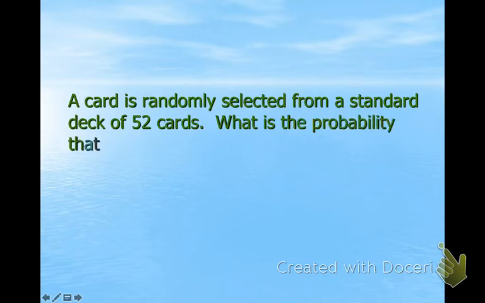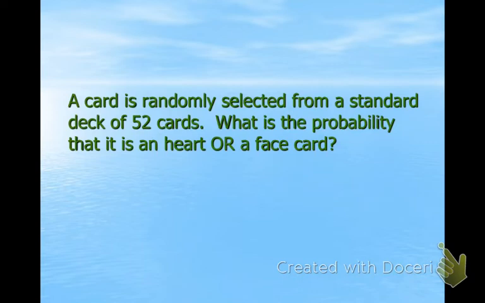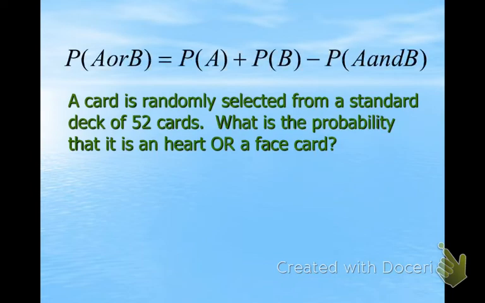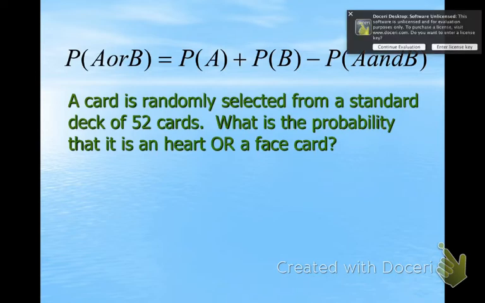Then, card randomly selected from a standard deck of 52 cards. Probability of a heart or a face card. Now, this is a different scenario, okay? Because I have hearts that are also face cards. So there are 3 cards, the Jack of Hearts, the King of Hearts, and the Queen of Hearts, that aren't included. So that's where it's going to be my other formula, because I have 3 in the overlap area, or in that compound event.